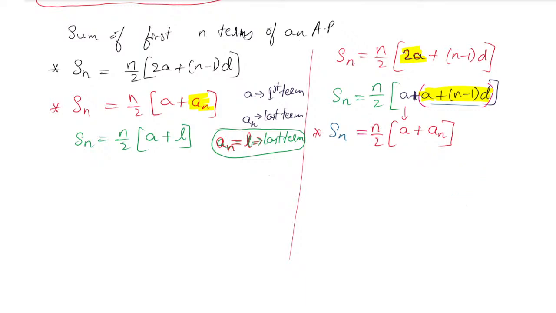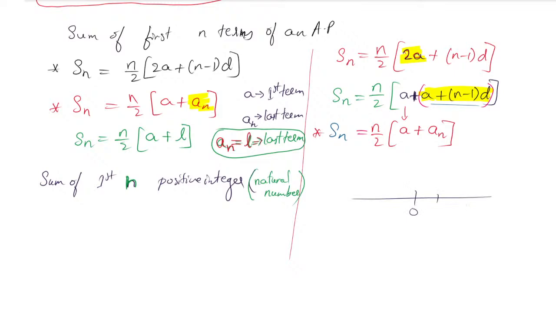Okay, now the third formula. What is the third formula? Take down one more formula. Sum of first n positive integers, or instead of positive integers they will also give natural numbers. Positive integers mean natural numbers only. If you have a number line, 0 is in between, and 1 2 3 4 and so on on the right side, and on the left side we have -1 -2 -3. All these are called integers. Positive integers are 1 2 3 4, and these are also called natural numbers. So they may ask for natural numbers or they may use positive integers.